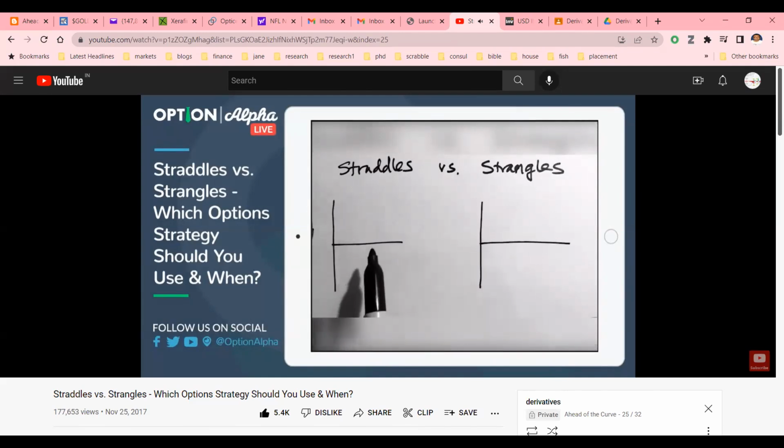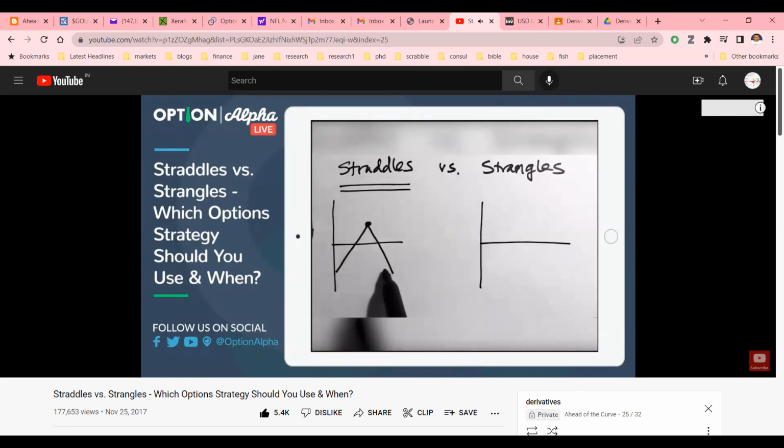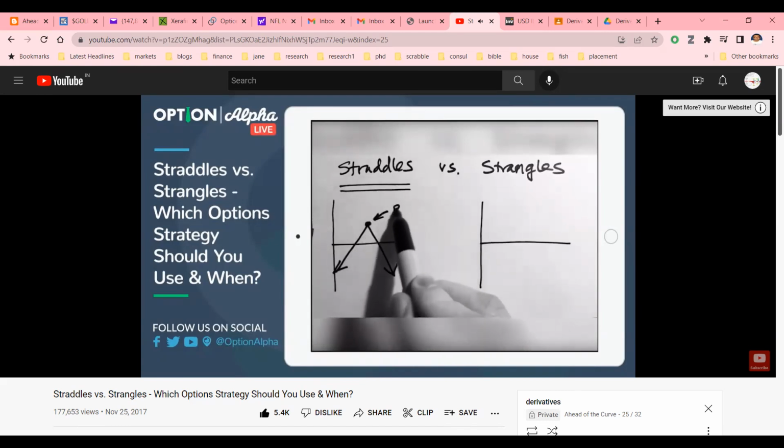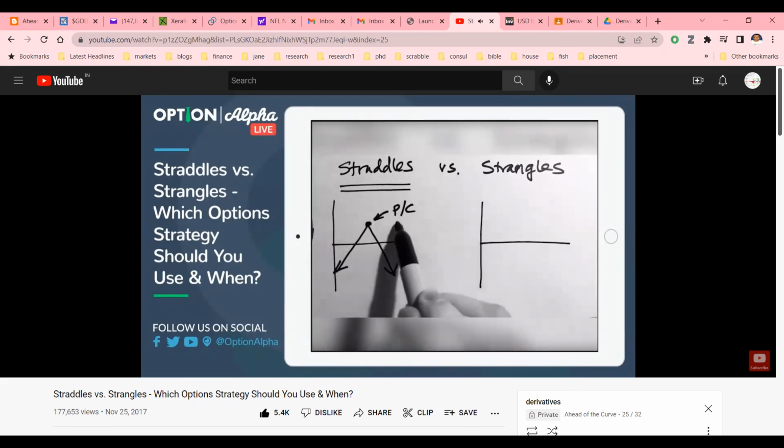So what we want to do first is talk about straddles, and straddles are probably one of the simpler option strategies to understand because it's basically just selling an at the money call and an at the money put. So your payoff diagram looks like this. If you're going to do a short straddle, you would sell the same strike put and call. In this case, you would sell the 50 strike put and the 50 strike call.